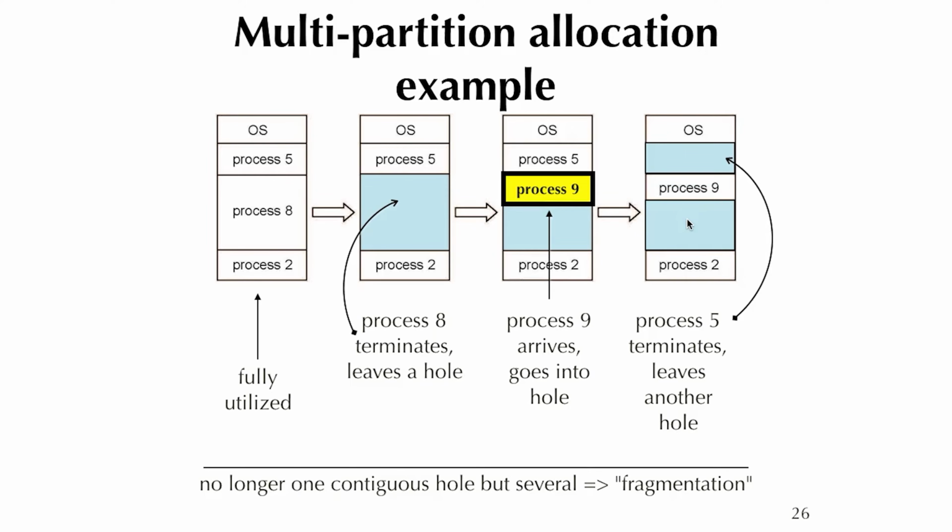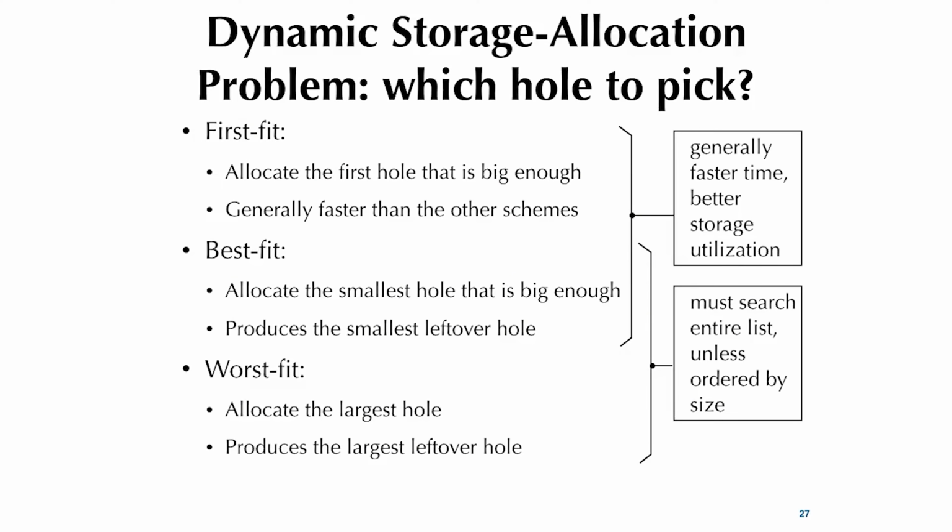Okay. So if you want a bigger process, or process 8 to come in again, or another instance of process 8, then guess what? There's enough free memory total, but not enough contiguous to fit process 8 right there, right? That's called fragmentation. So what can you do? Well, there are different ways, and we'll talk about that.